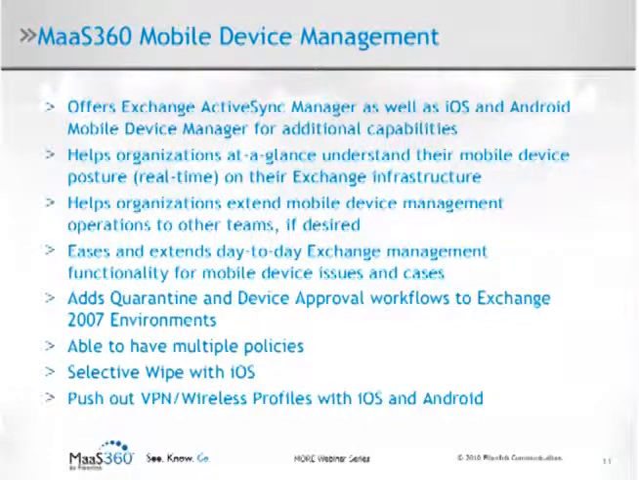As I talked about earlier, we add quarantine and device approval workflows to Exchange 2007. It's as simple as checking a box in your configuration in MAS 360. And just like that, you can start getting emails and quarantine those new devices coming in. You'll have the ability to go in and block or allow those devices. And with 2010 as well, it's a checkbox. You don't have to worry about learning PowerShell scripting and so on.